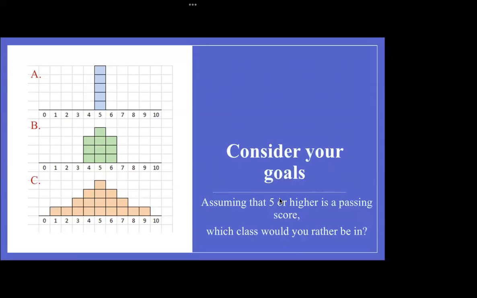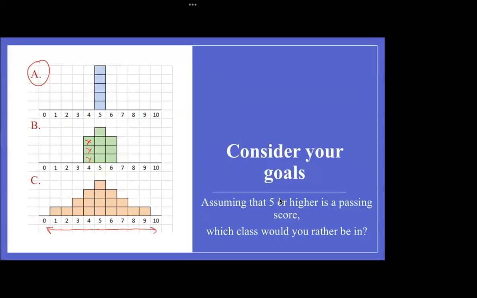You want to consider your goals, right? So assuming that 5 or higher is a passing score, if your goal is just to pass the class, you do want to be in class A. That's a 100% guaranteed passing score. Who cares that everybody got a 5 out of 10? Everybody passed. The further you go down on the right, the more spread you have in the data, the less are your chances of passing, right? So here we have some people who didn't pass. Here we have more people who didn't pass.